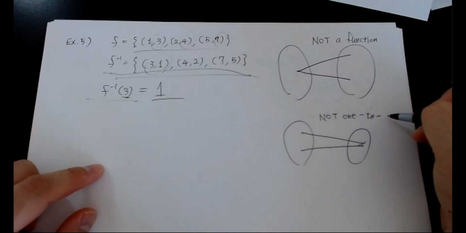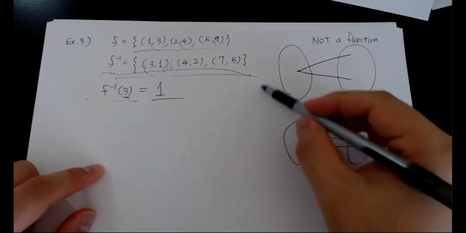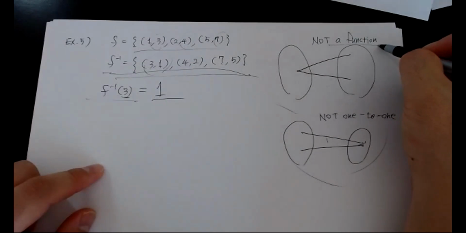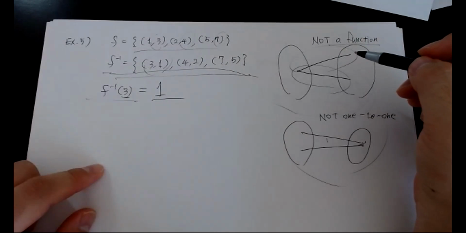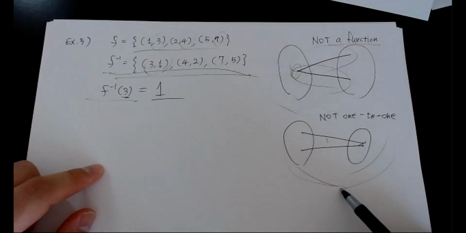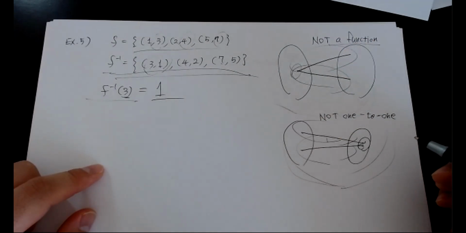I told you, but let me tell you again. Okay. So just memorize those two images. Not a function, because these two ordered pairs have the same first coordinate, right? Why is this not one-to-one? Because these two ordered pairs have the same second coordinate. Okay.